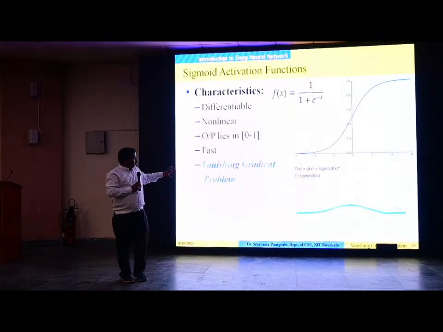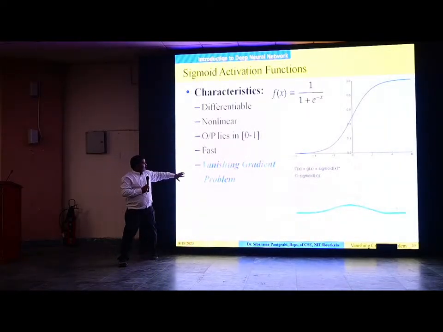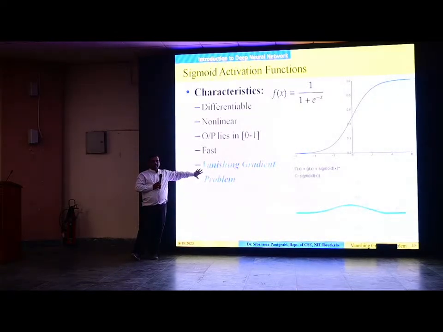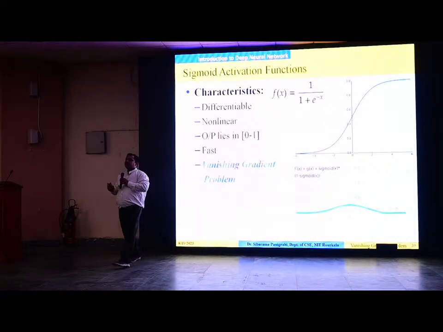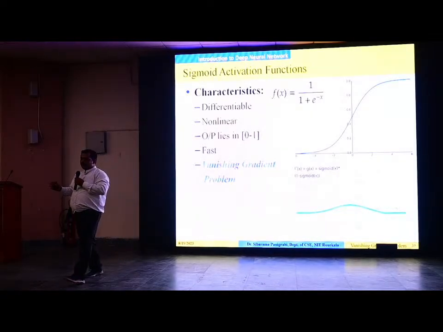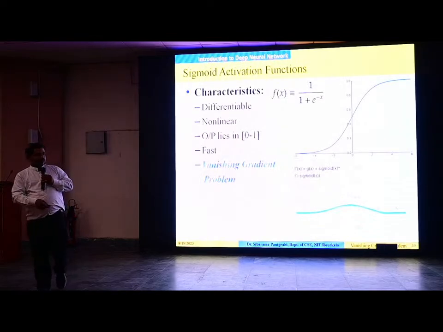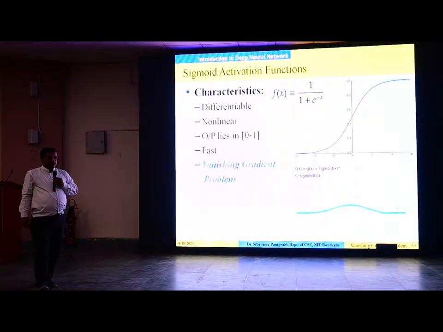But there is a big problem in the sigmoid activation function, due to which deep learning models hadn't become popular before 2010. What is that problem? That is called the vanishing gradient problem. So what is the vanishing gradient problem? The important thing here is that the output lies between 0 to 1.